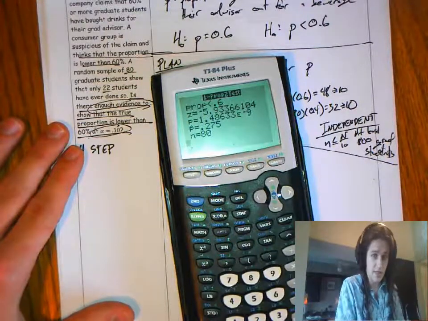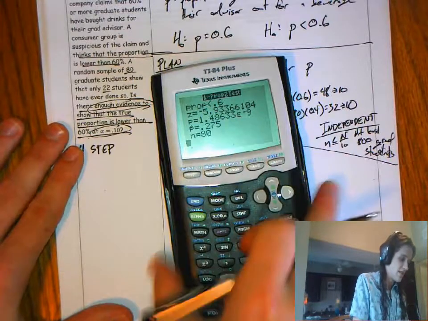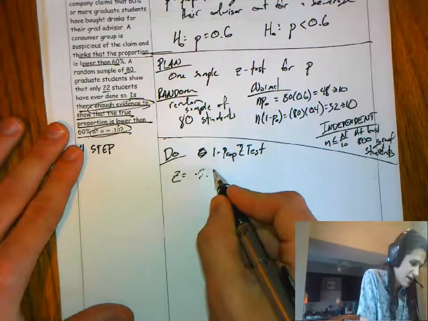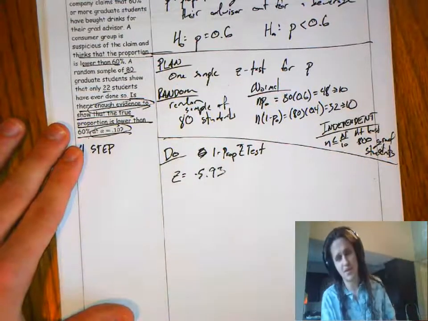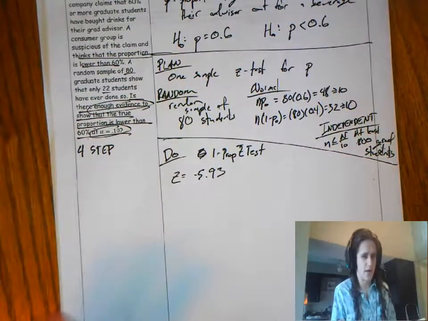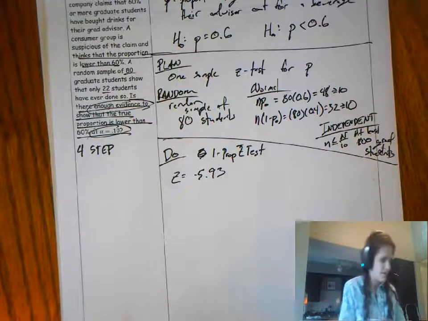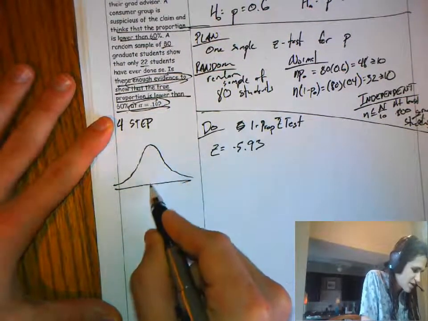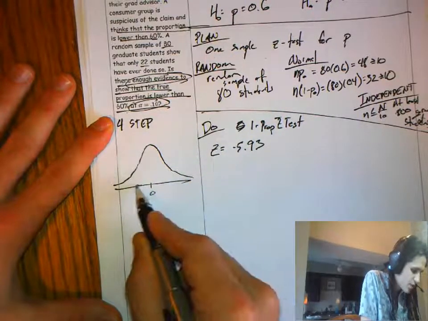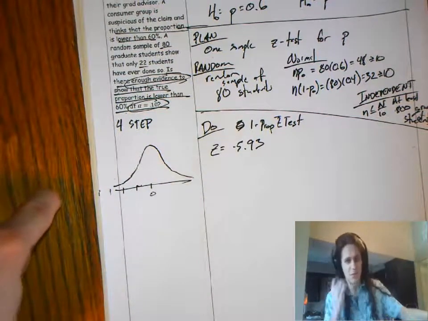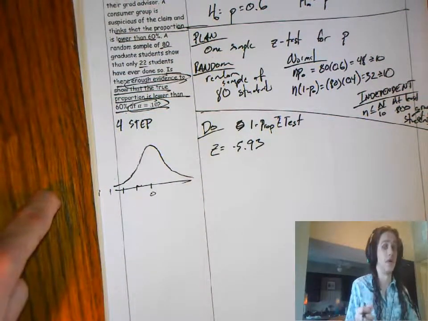Did I go too fast? Go back and look at it again. What do we got here? I got a Z statistic. This would not happen very often. I'm going to record all these numbers: -5.93. Let's think about that for a second. We're talking about something that's almost 6 standard deviations below the mean. How many standard deviations do I usually draw out? 3? So we're talking about something way out here on my paper, and I don't have that. So that's going to be really rare.